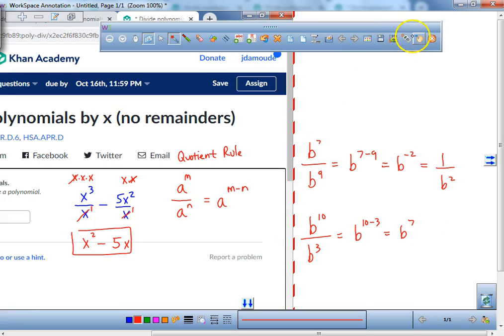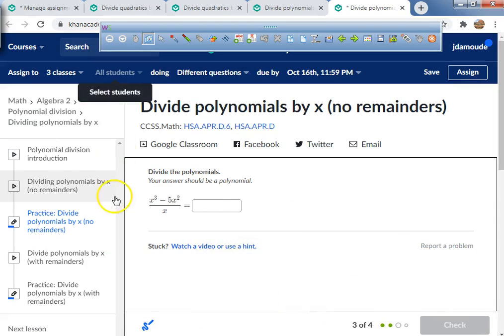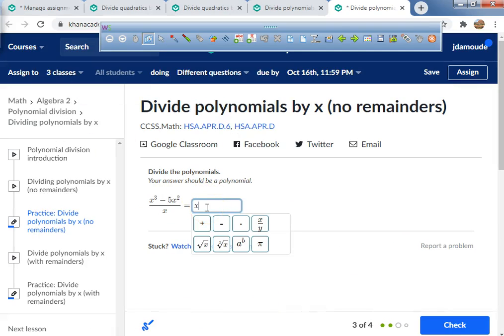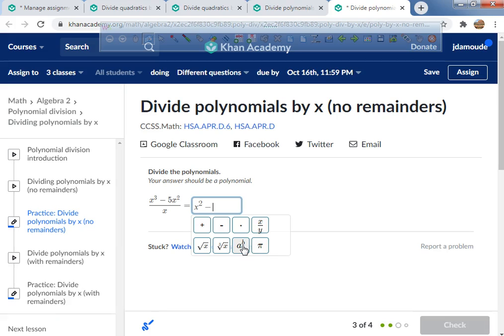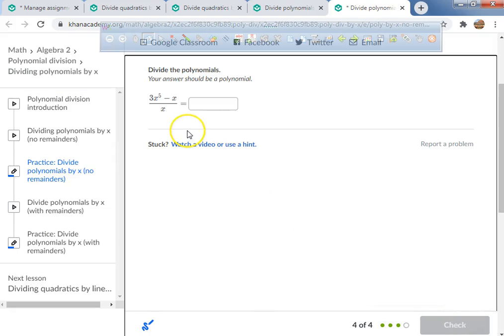Okay, so all I'm going to do right now is type this in right there, nice and neat, so you know what I'm saying is true. X squared minus 5x. Let's see if we got it right. Sweet, we did. Okay, let's do this next one.